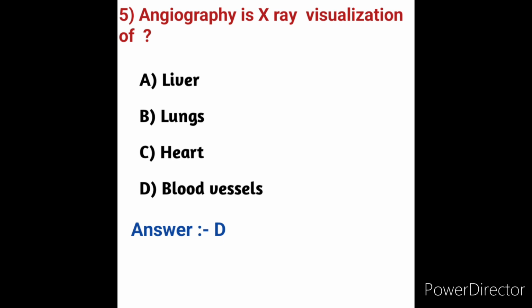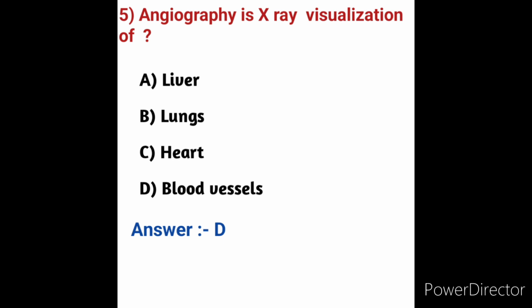Angiography. Angiography is X-ray visualization of... We will see the options here. Option A, liver; option B, lungs; option C, heart; and option D, blood vessels. Here, angiography is a type of X-ray used to check blood vessels. Option D is the correct answer. The visualization of the blood vessels is angiography, using X-ray.